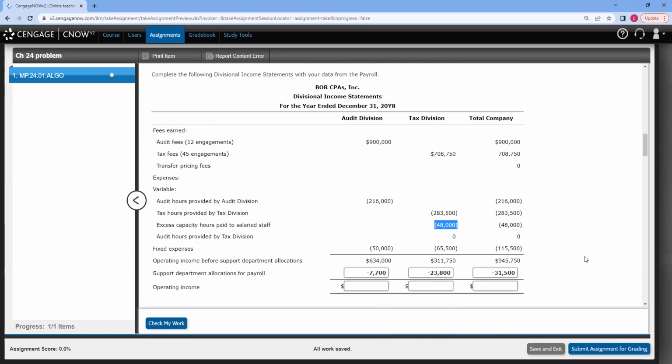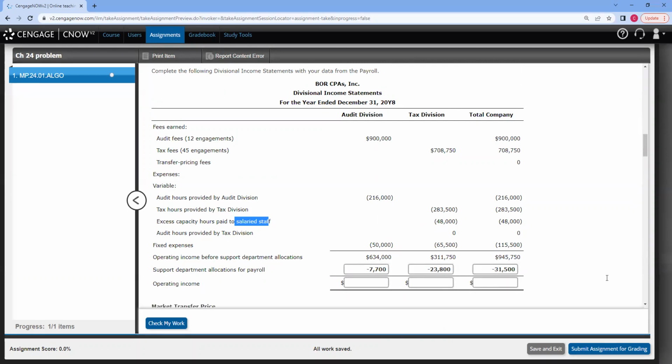In other words, we were still paying those workers in the tax division because you can see that they are salaried, so they get paid the same amount, but we didn't have a sale for that. We didn't have a use for that labor, so we had to pay them, but there was no associated revenue. That's what makes it excess capacity.